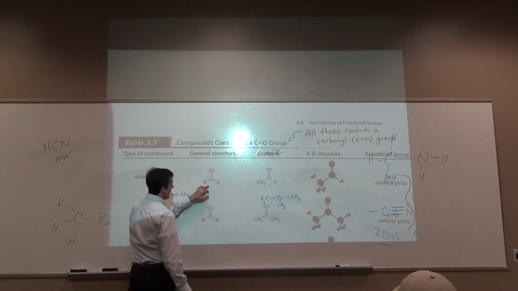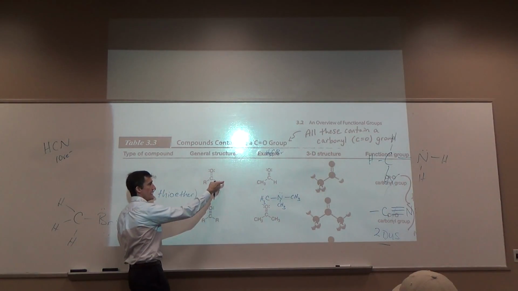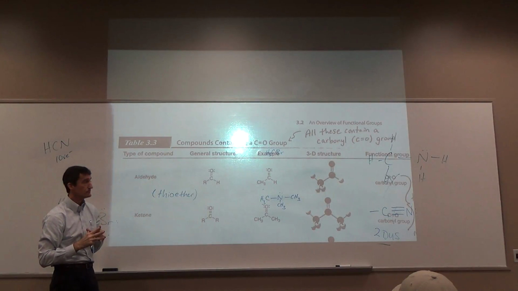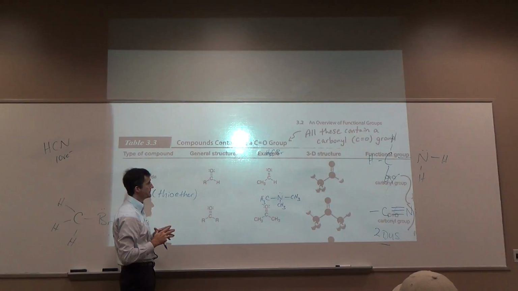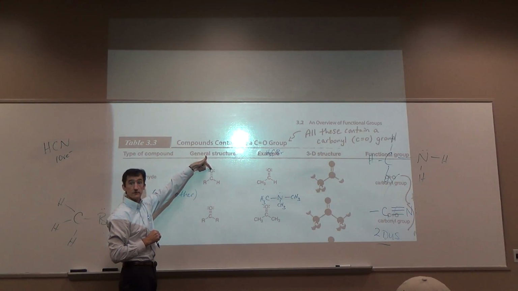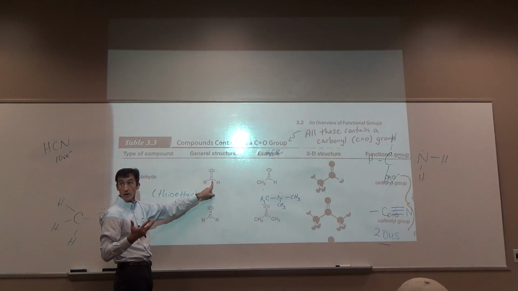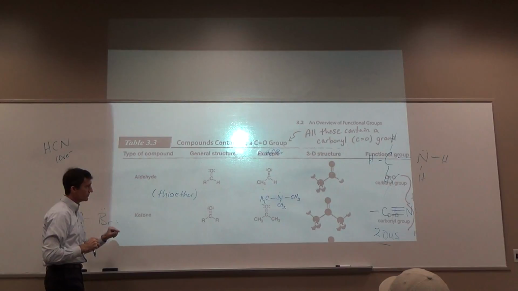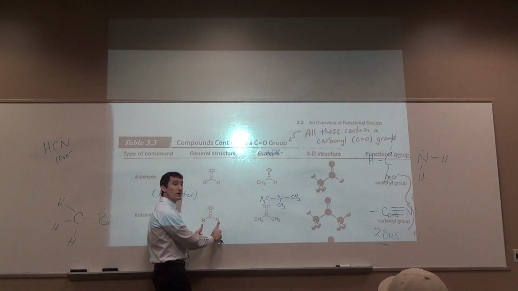Aldehyde. You have a carbonyl with an H on one side and a carbon group on the other, that's an aldehyde. Of course, the carbonyl's got standard bonding. Oxygen, 2 bonds, 2 lone pairs. Carbon, 4 bonds. All these have standard bonding. Ketone, that's where you have a carbonyl with R groups on both sides.